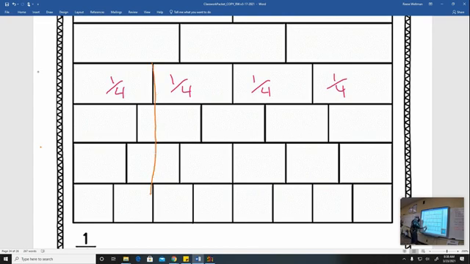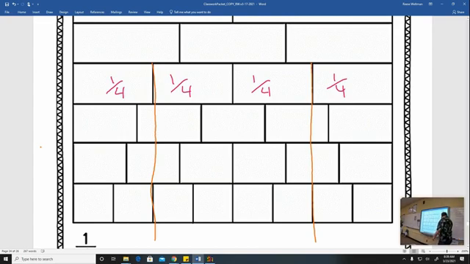We're going to take a line and draw it down from 1/4. Then take a line over here and draw it down from 3/4. And that's going to help you figure out which ones are equivalent. Okay? So we're going to work on that.